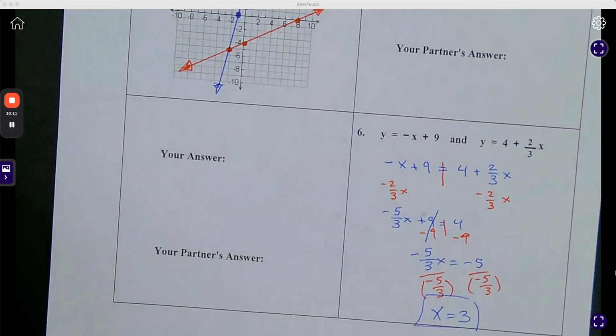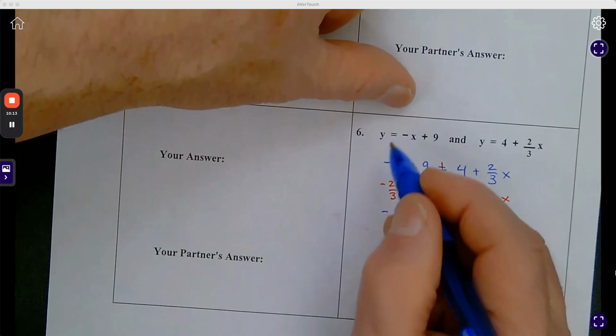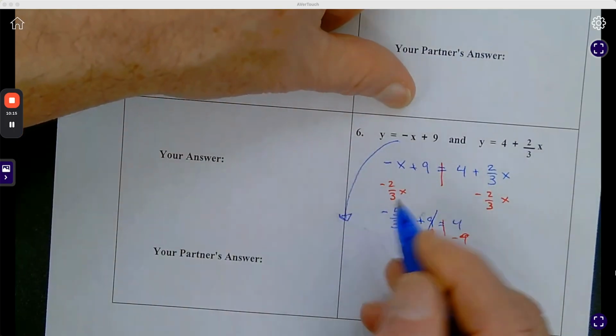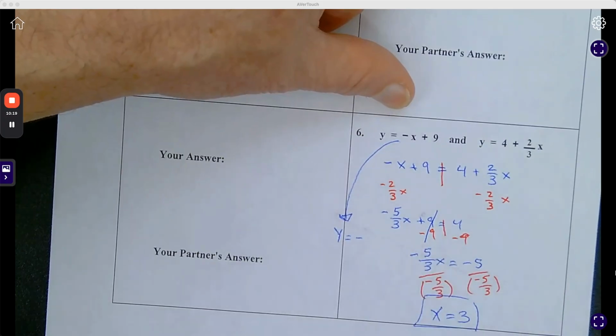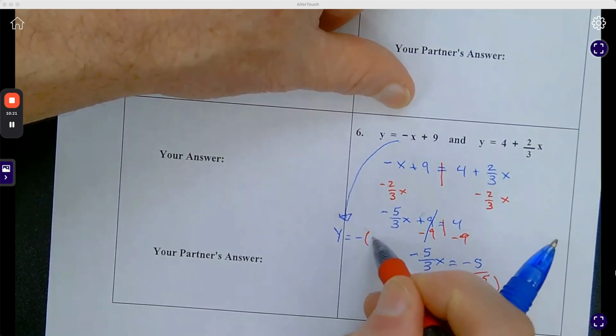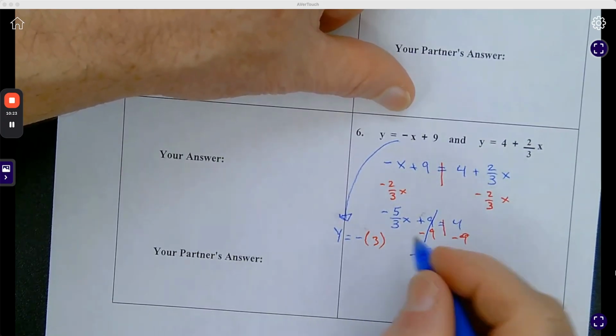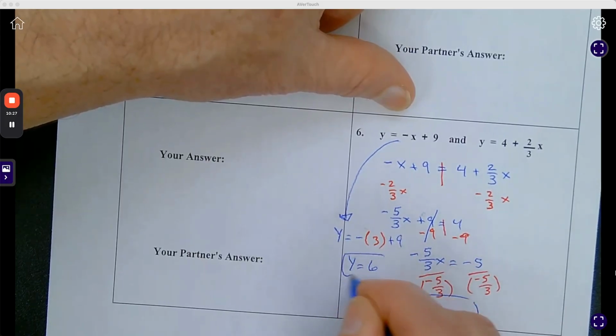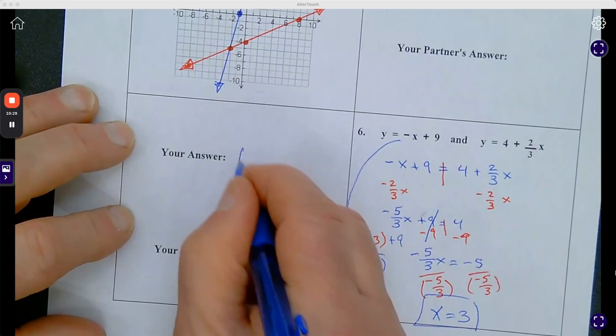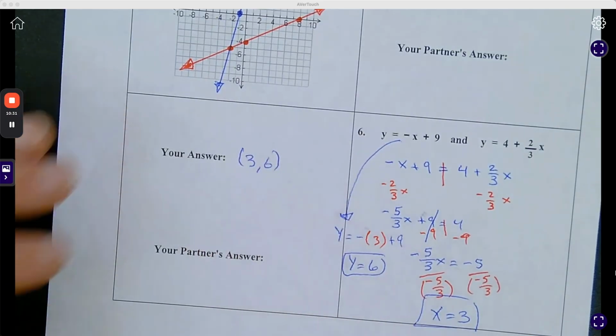Okay, so now I'm going to go ahead and take that number. I'm going to put it here. That to me looks easier. So y equals negative, now I'm going to put that 3 in where I see an x, plus 9. Y equals 6. So my final answer is 3, 6.